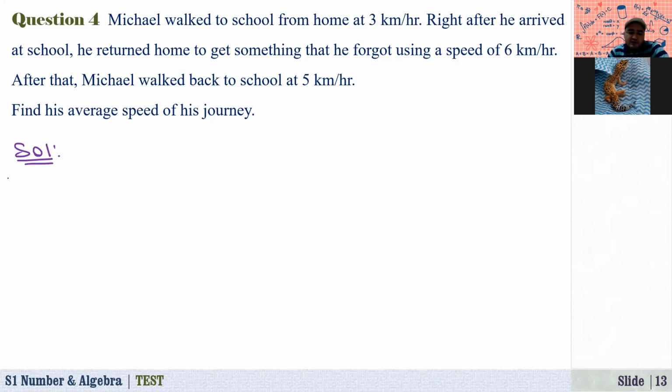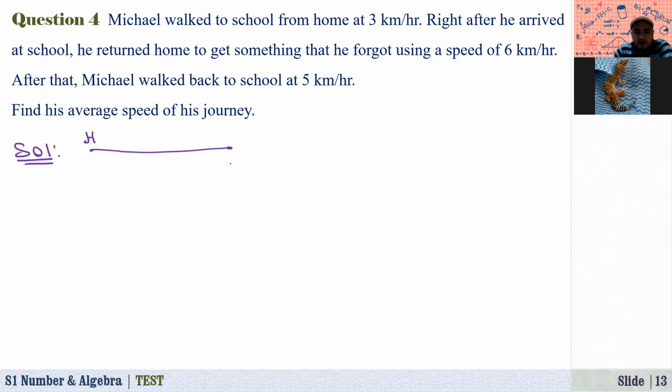Okay. First, of course, a lot of students make mistakes in solving this kind of average speed problem. At first, we should answer the question, what do you mean by average speed? Actually, the definition of average speed is the total distance traveled over total time taken. That's the definition of the average speed.